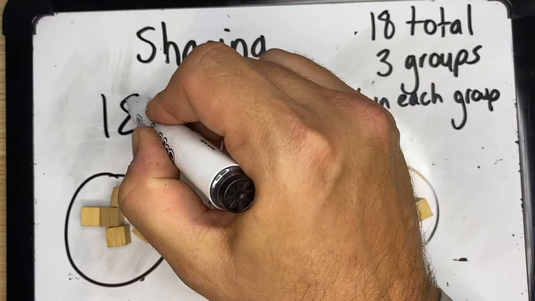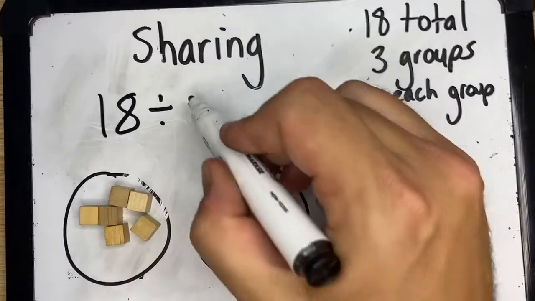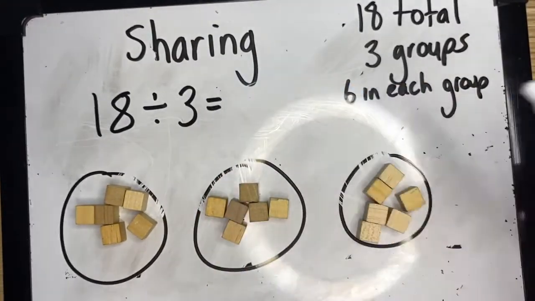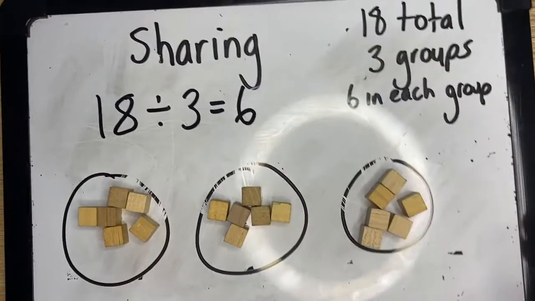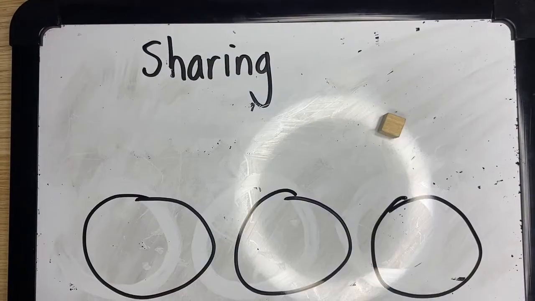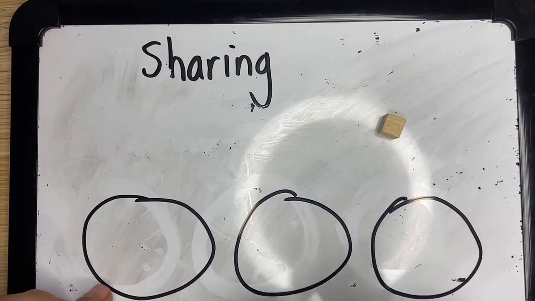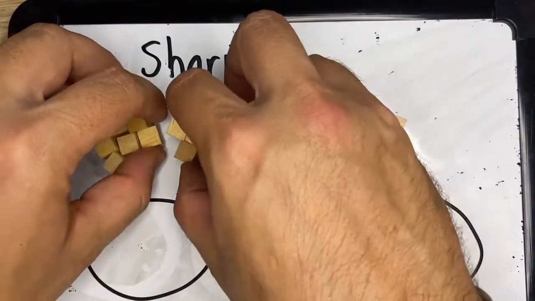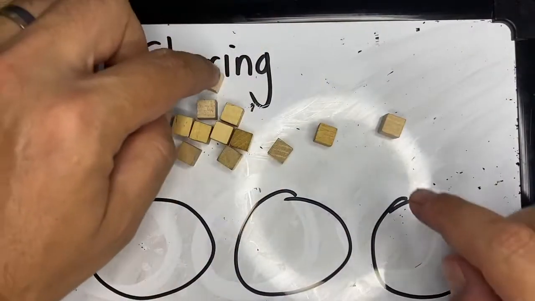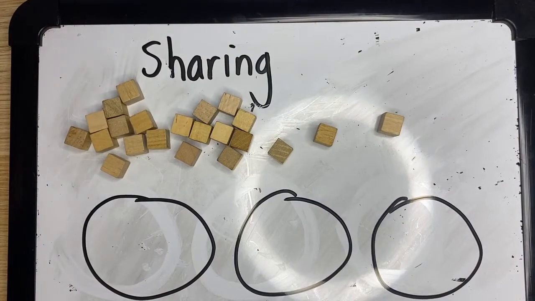18 divided by 3 groups equals 6 in each group. I'm going to show you now what happens when we have some left over, when we can't share into equal groups. Here are some counters.